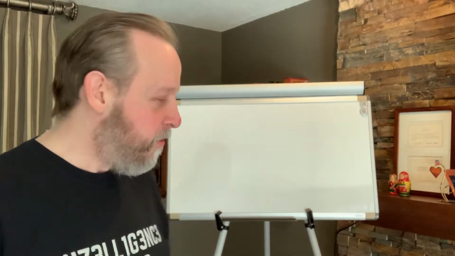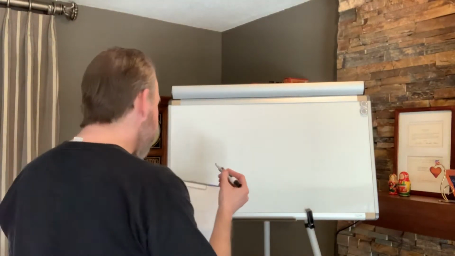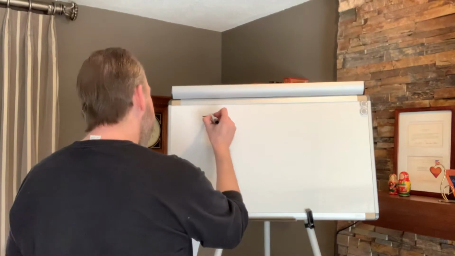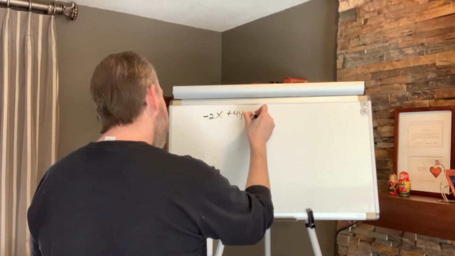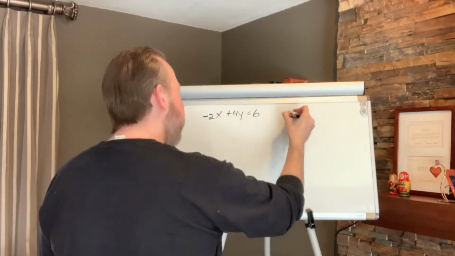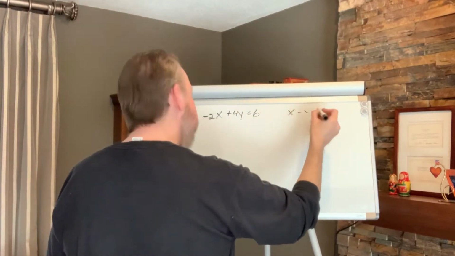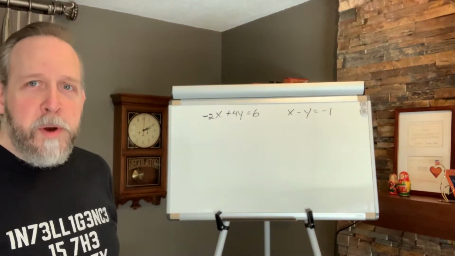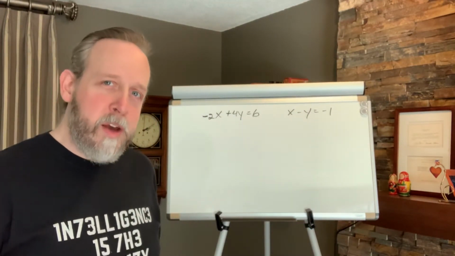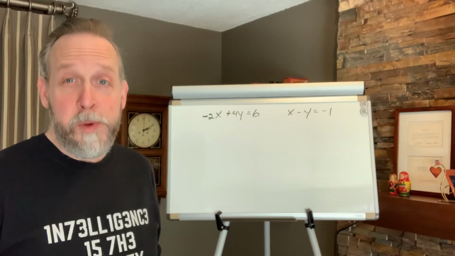So let's talk about when the equation is not already given to you in slope-intercept form and what we do there, as well as the two special cases. So our first example will be, let's say we have negative 2x plus 4y equals 6, and we also have an equation x minus y equals negative 1. Both equations are currently written in standard form, but we have to put them into slope-intercept so that we can graph them.